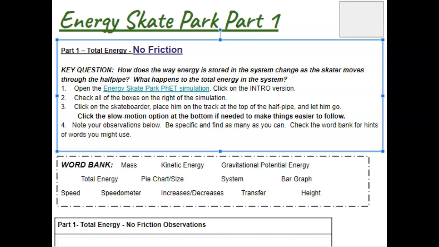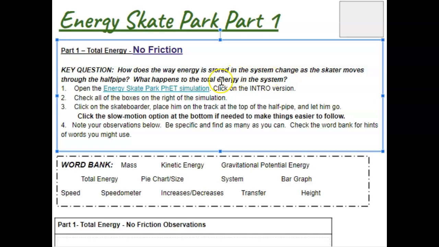So now I'm going to walk you through how to collect the information for this activity, this experiment. First, read the instructions clearly. The key question is, how does the way energy is stored in the system change as the skater moves through the half pipe? What happens to the total energy of the system?